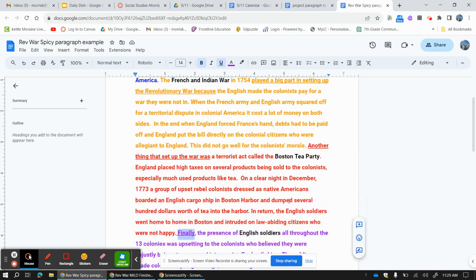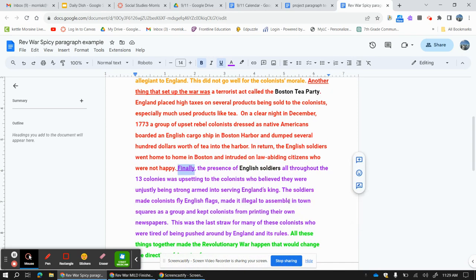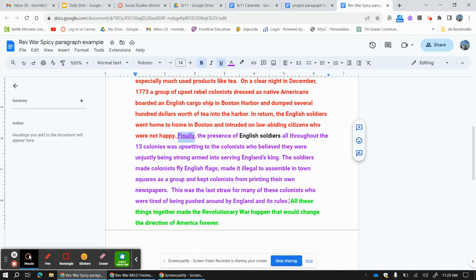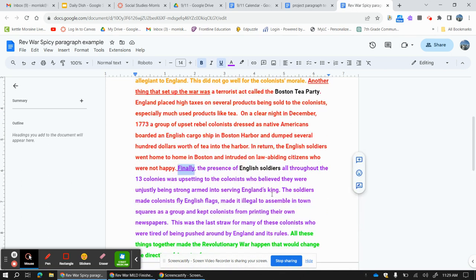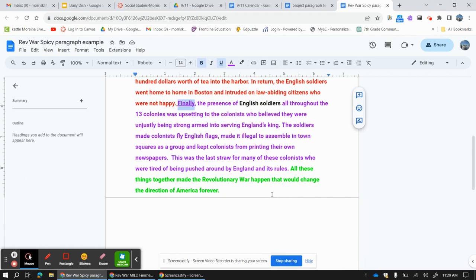I've given you three: the French and Indian War, the Boston Tea Party, and English soldiers as the reason why the Revolutionary War was bound to happen. I've given you the evidence that goes with it, and as you can tell, I use the transitional words to string everything together and make it flow. And my final sentence, this is the conclusion, one sentence: all these things together made the Revolutionary War happen that would change the direction of America forever. Okay? That's what we're after.